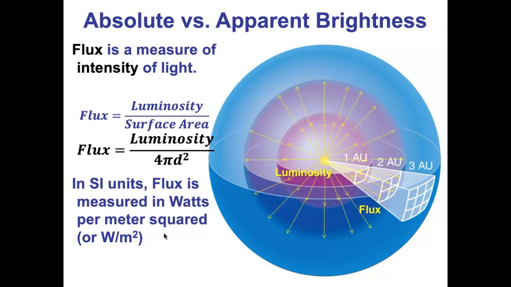Why? Because flux is a measure of how much energy in a second, that's the watts, right? How much energy in a second hits 1 square meter of surface area, whether it's this square meter or that square meter or that square meter. How much light hits that in a second? That's your flux. And that explains how bright the star appears. Okay.